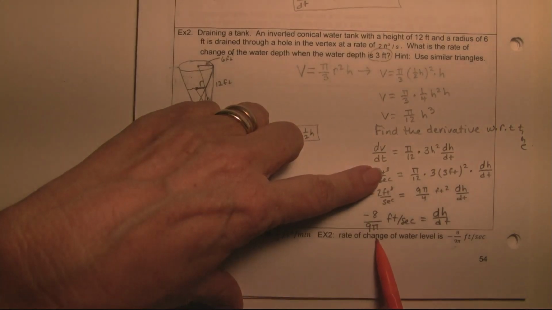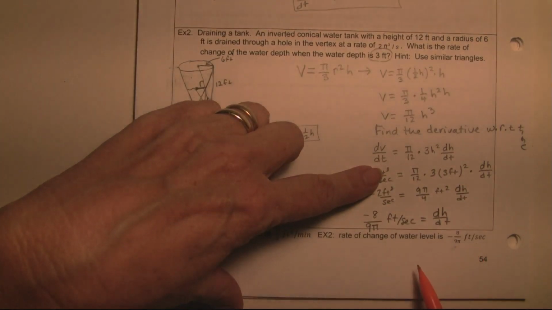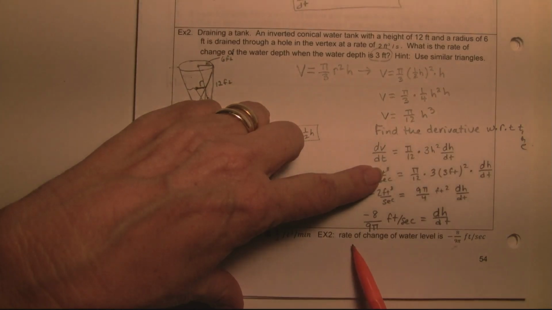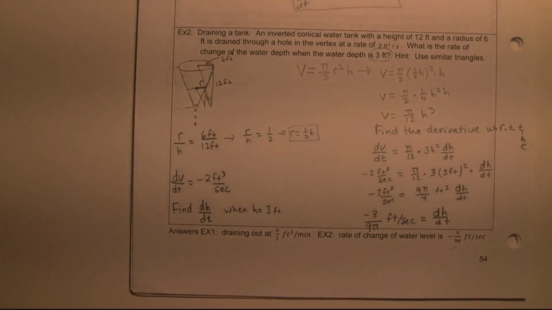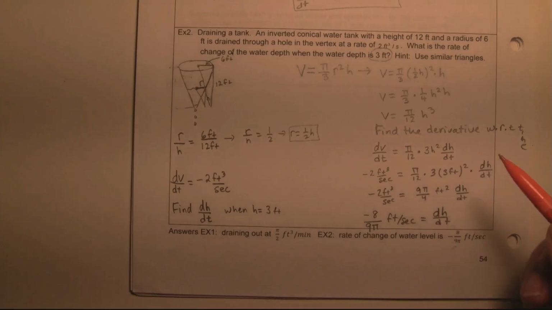So the rate of change of the water level is this negative value. If I wanted to say the height of the water was decreasing, I could then say a positive value of 8 over 9 pi feet per second. Anyway, we did a lovely job on that one. It was beautiful. It barely fit in the spot.